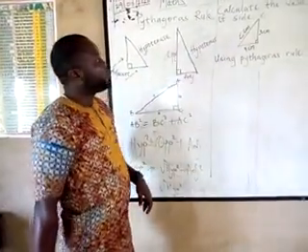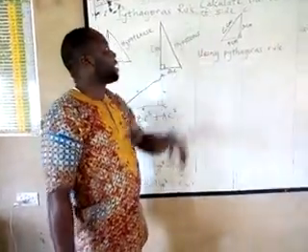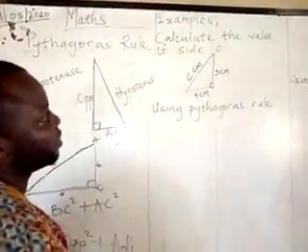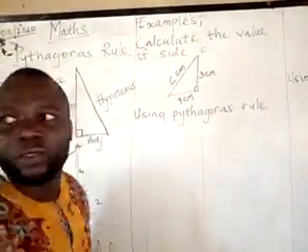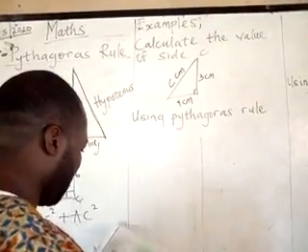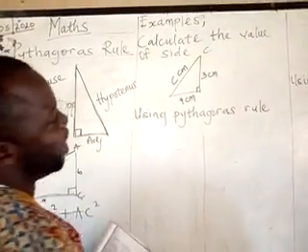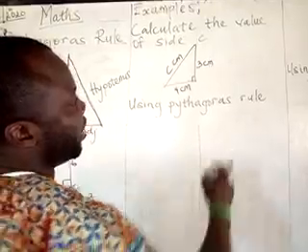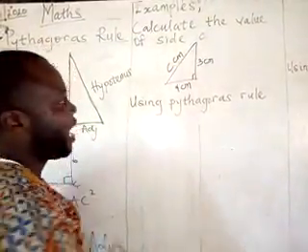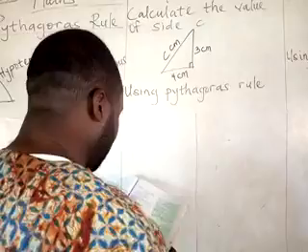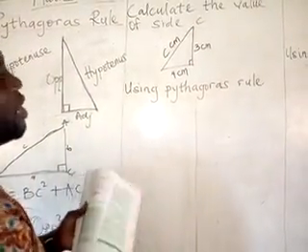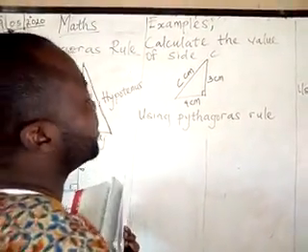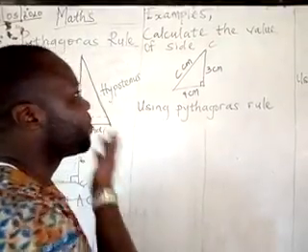Now, if we are to consider using this example here: calculate the value of side C in the triangle given here. Looking at it very well, you discover that you have a triangle with one side 4 centimeter, another side 3 centimeter, and the last side to be C centimeter. Now, using the Pythagoras rule, the first thing you need to discover is which side is your hypotenuse.